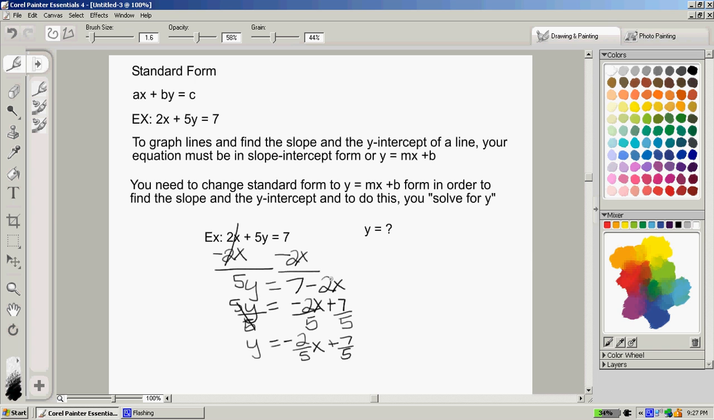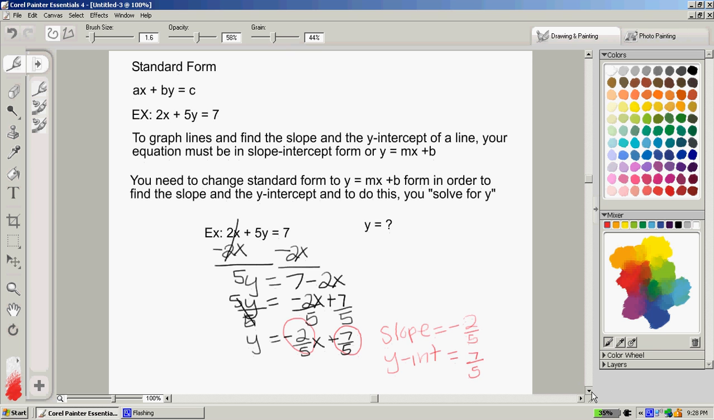So now we can see from our equation here our slope is right here and our y-intercept is right here. So our slope is negative 2 over 5, and our y-intercept is 7 over 5. And we can also take this information and graph it. And that's how you do standard form.